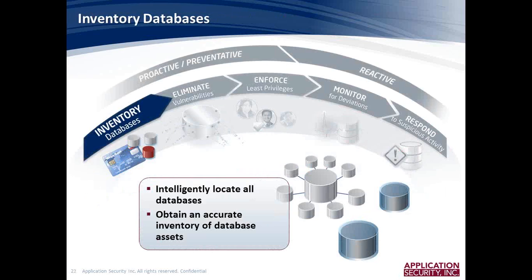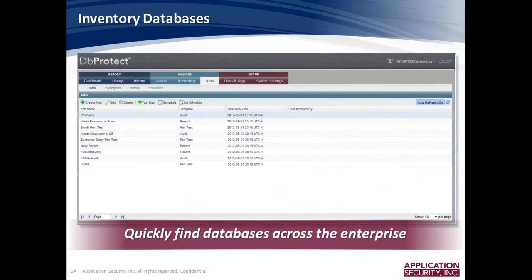So, inventory databases. We've got to intelligently locate all the databases on the network. We need to make sure we understand all our systems. And then once we've got an idea of all the databases that are out there, we need to maintain an accurate inventory of those database assets. So over time, as databases are added or removed from the network, we need to update and maintain the inventory we've got, so we've got a real-time, continuous view of our software asset portfolio. DB Protect will do that for you.